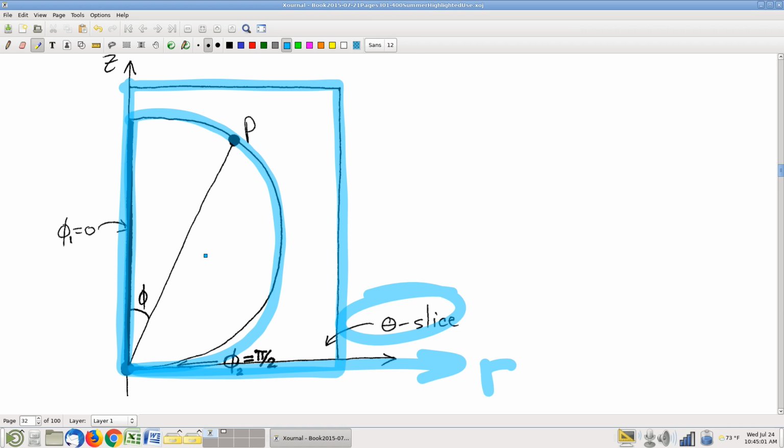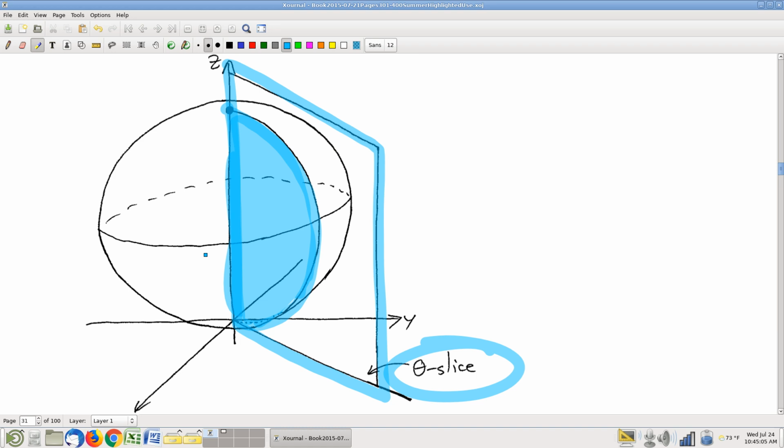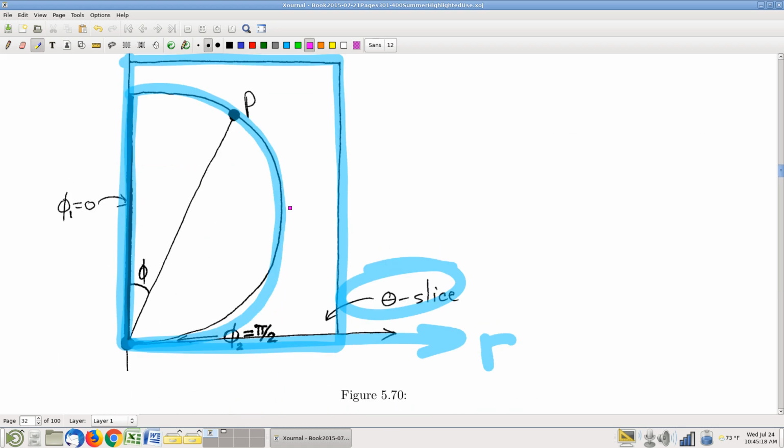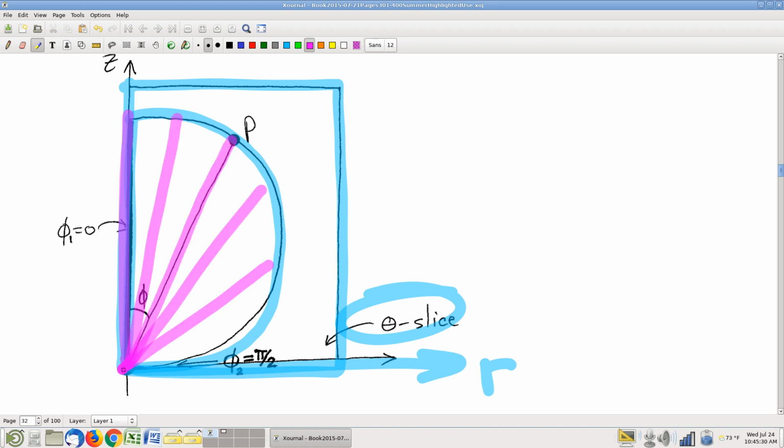And now it's just easier to see what phi is doing, right? Looking at this picture, I recall that phi is an angle measured off of the origin. So these are what our phi slices are going to look like, but again, hard to see them there. But over here, just a lot easier to see those phi slices. So these are my phi slices.